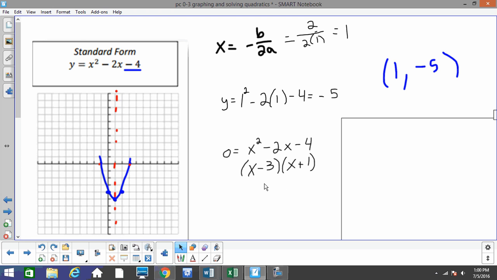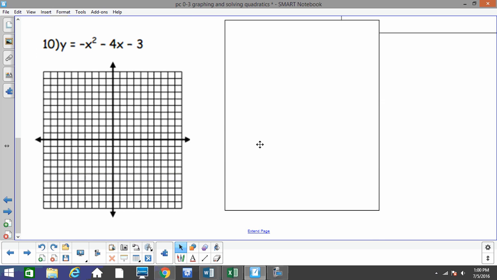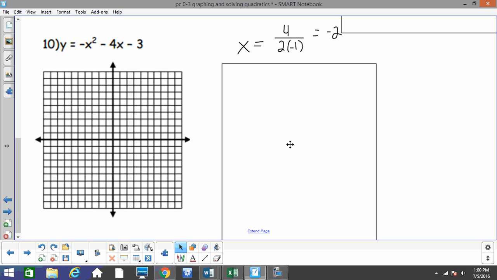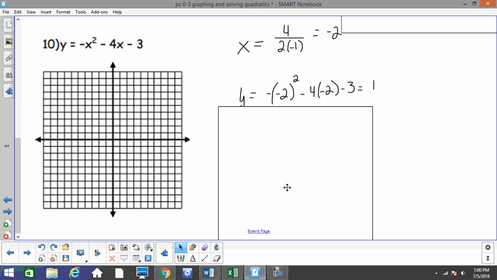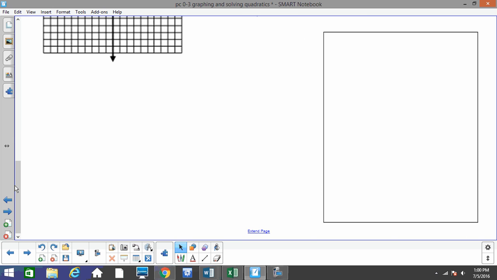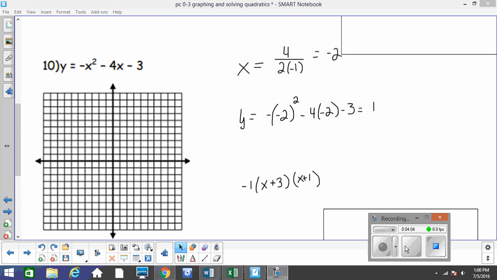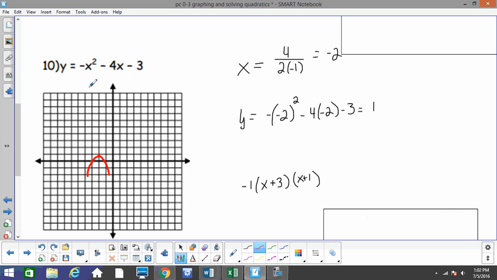So you just take each of those factors. Remember this from Algebra 1. Set them equal to 0. X is going to be 3. X is going to be -1. So if I were solving this one down here, I would start by finding your vertex, which is -2. Find your y-coordinate, which is 1. Go ahead and find your solutions, and then you're going to graph from there. I could tell that this graph was going to be going downward because my A is negative.